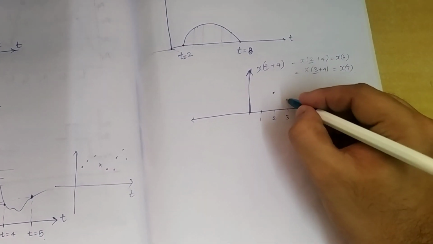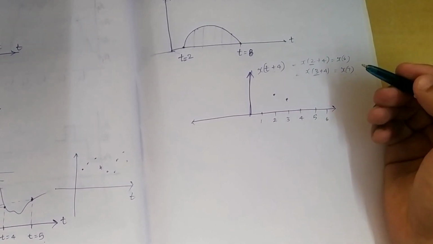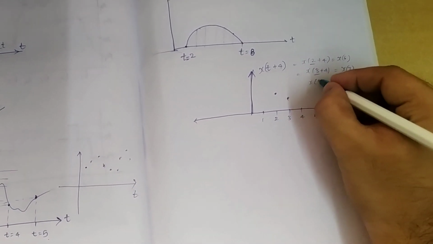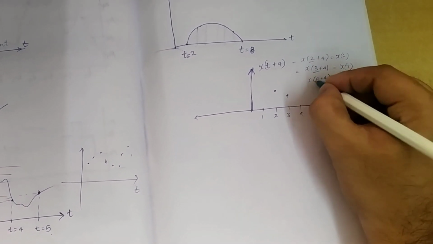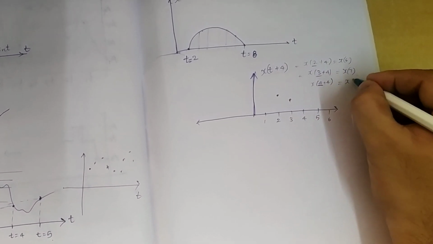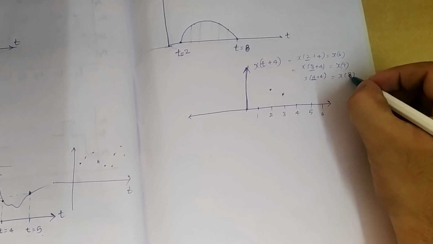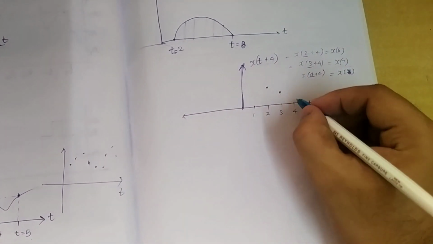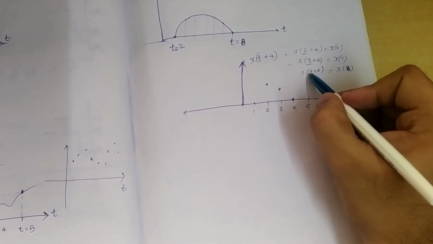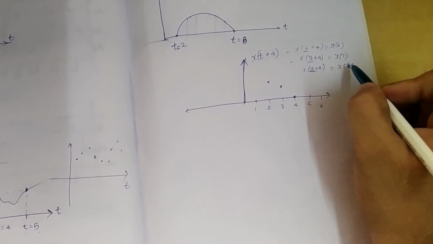So if I put x is equal to 7, it's roughly somewhere here. Similarly, if I put x is equal to 4 plus 4, 4 is my actual t, but what am I supposed to put this time? X is equal to x of 8. So x of 8, it's 0 here. So at x is equal to 4, I am supposed to put whatever is there in x is equal to 8 here.